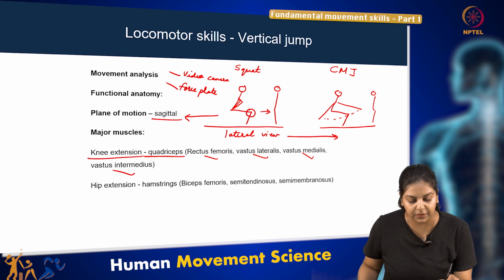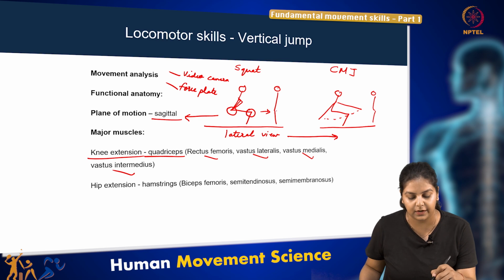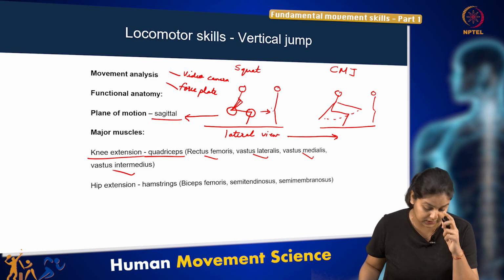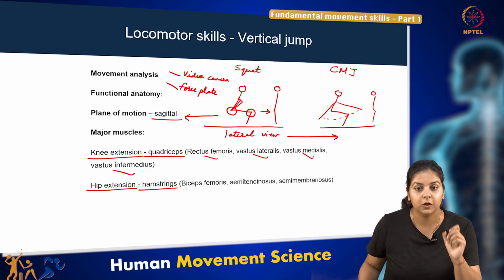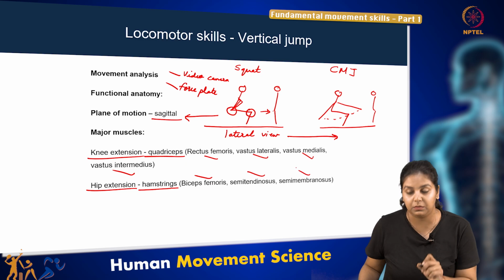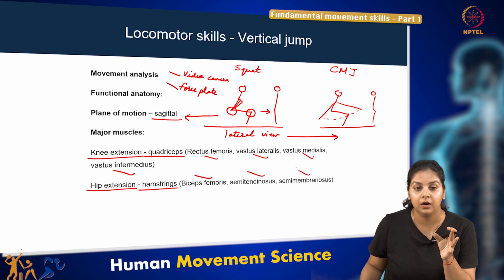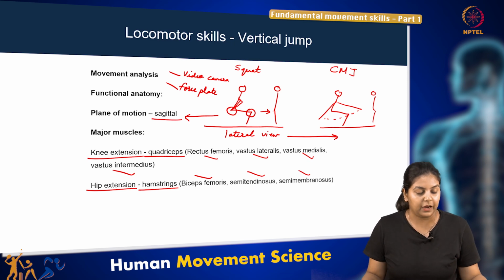Also, what else is happening? So your hip is extending as well. So your hip is extending. So for hip extension, we have primarily the hamstrings, which again, let's revise, are biceps femoris, semitendinosus, and semimembranosus. So these are our hamstring muscles. So they are key or primary for hip extension.